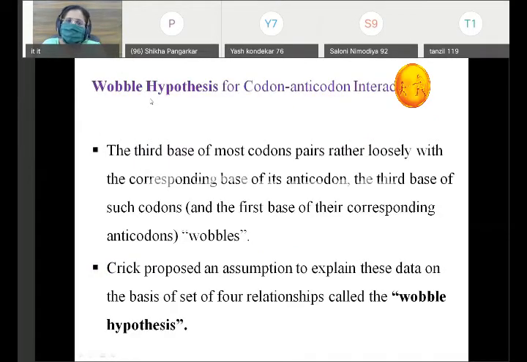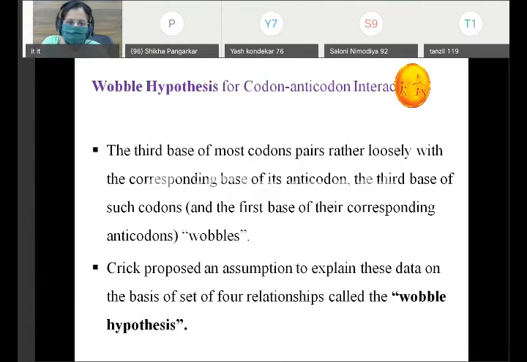Now, coming to the Wobble hypothesis for codon-anticodon reaction. As we have seen, the genetic code is degenerate. What do you mean by that? Genetic code is degenerate. A single amino acid can be coded by more than one codon. It is called the degeneracy of code, and the reasoning for this degeneracy can be given with the help of this Wobble hypothesis. Let us see what it is.